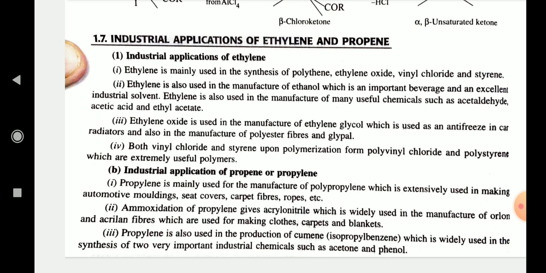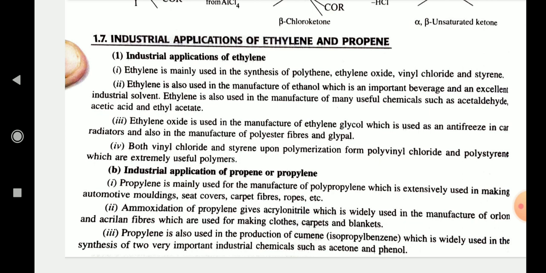Second is industrial applications of propene, or propylene. Propylene is mainly used for the manufacture of polypropylene, which is extensively used in making automotive molding, seat covers, carpet fibers, and ropes.